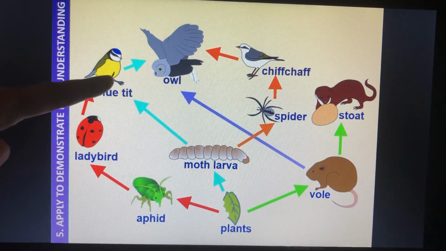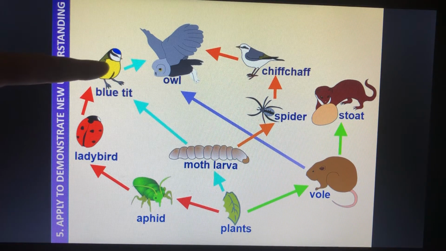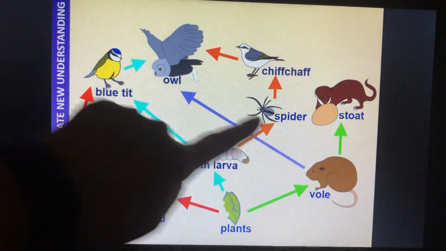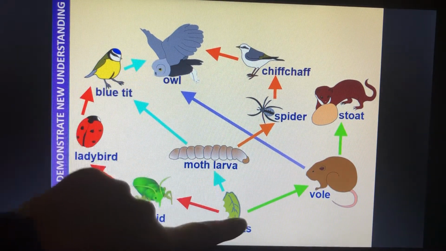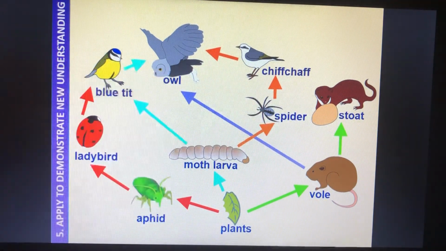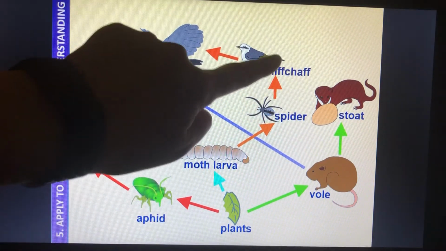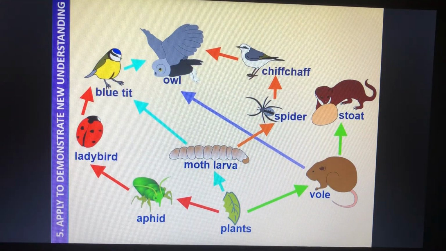The blue tit is a secondary consumer, also a tertiary consumer, so watch out for that one. We've got the owl is a secondary consumer, and the stoat is a secondary consumer, also the spider. Okay, so hopefully I'm giving enough to help you fill in that table. Okay, another tertiary consumer, 1, 2, 3, the chaff is a tertiary consumer.